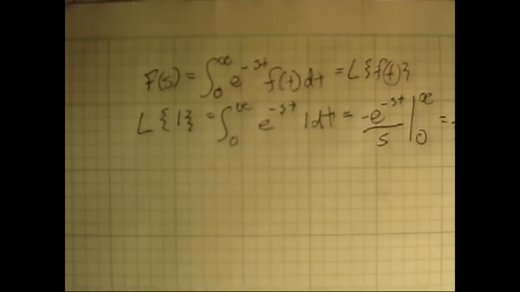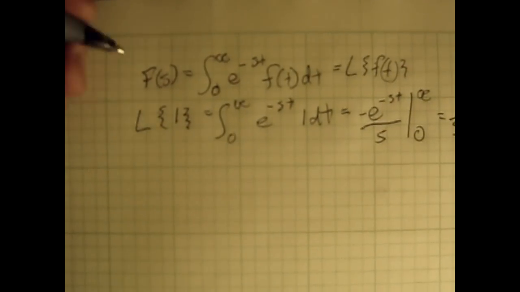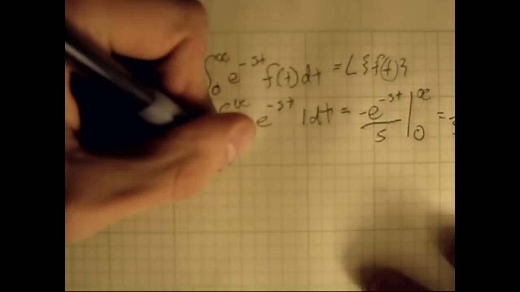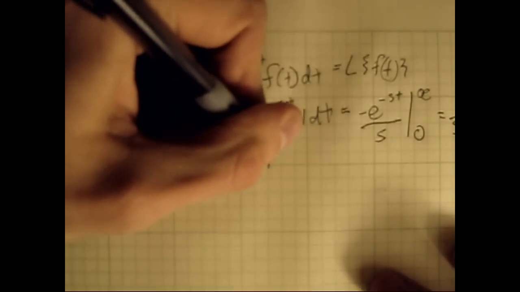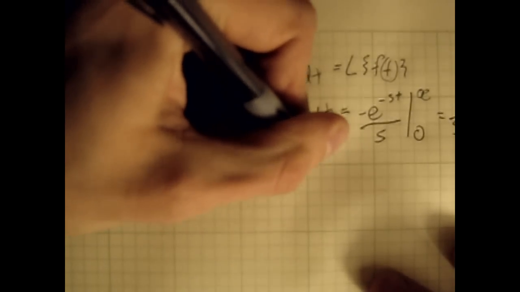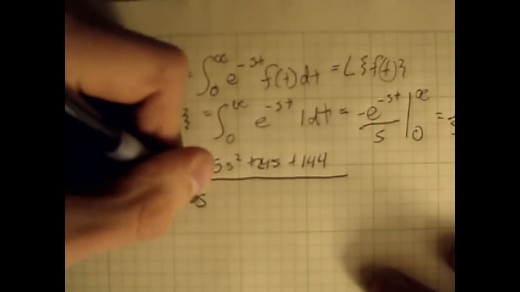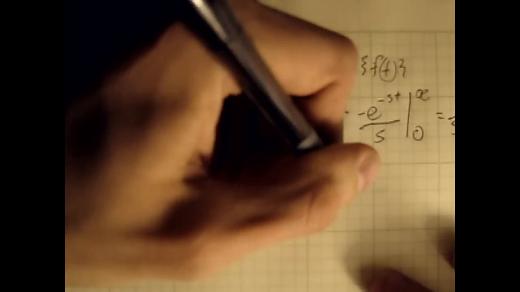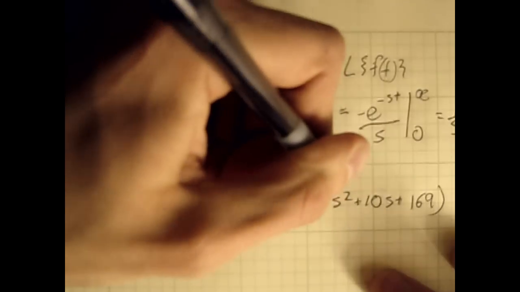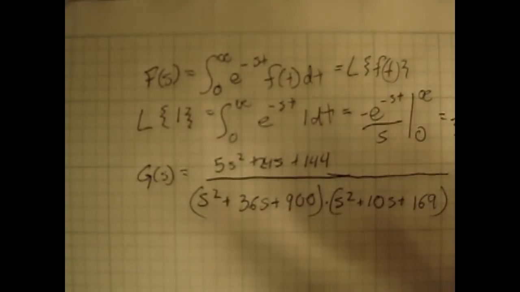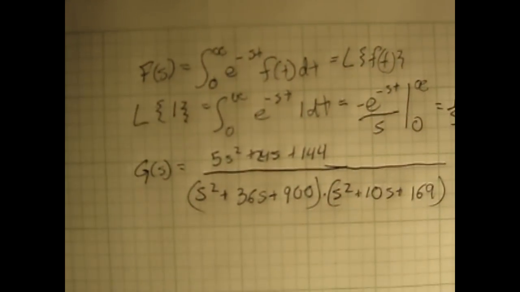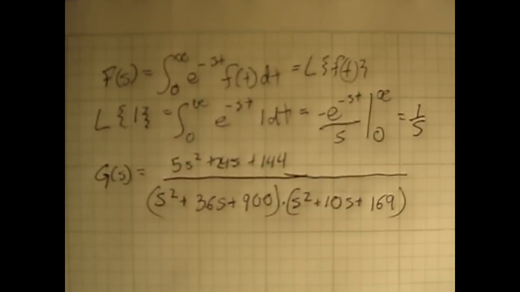We're given this equation right here. We're given g of s. We know this is equal to 5s squared plus 24s plus 144, all over s squared plus 36s plus 900 times s squared plus 10s plus 169. So this is what we have. How do we convert this function g of s, which is in the frequency domain, into the time domain, which would be g of t?